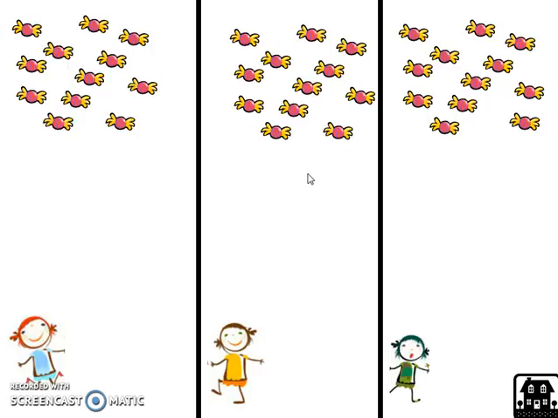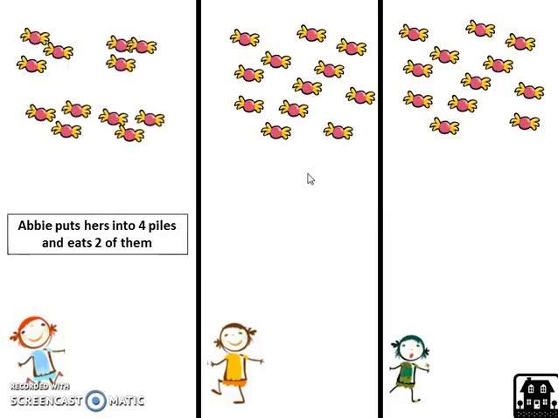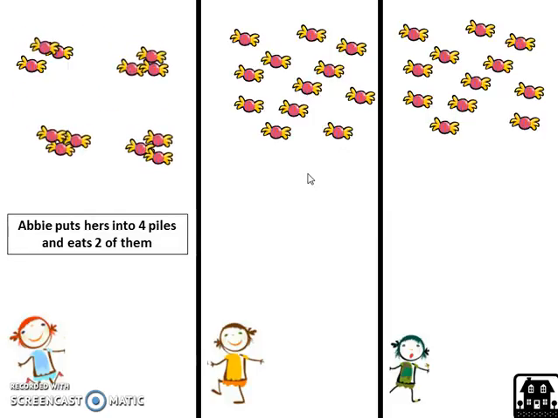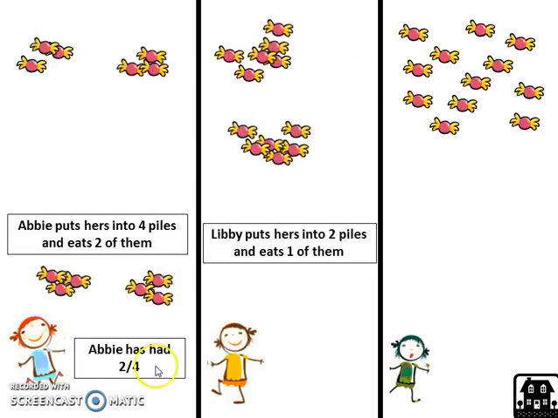Here's some kids with some lollies. Now, they have 12 each. Abby puts hers into 4 piles, and she actually eats 2 of the piles. So she's eaten 2 out of 4.